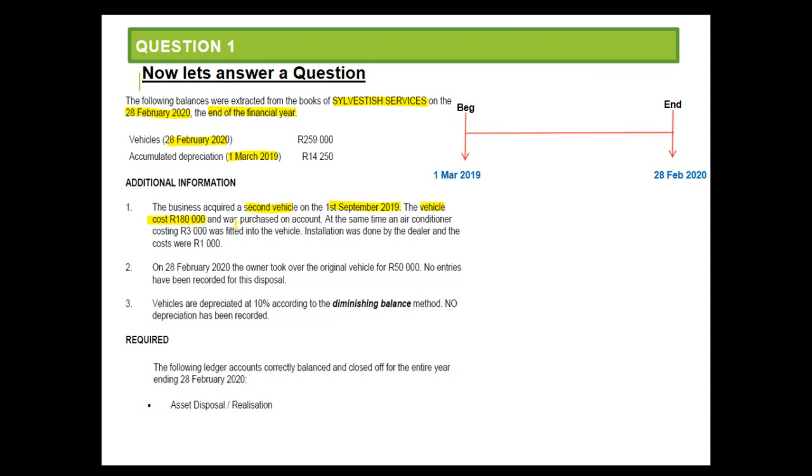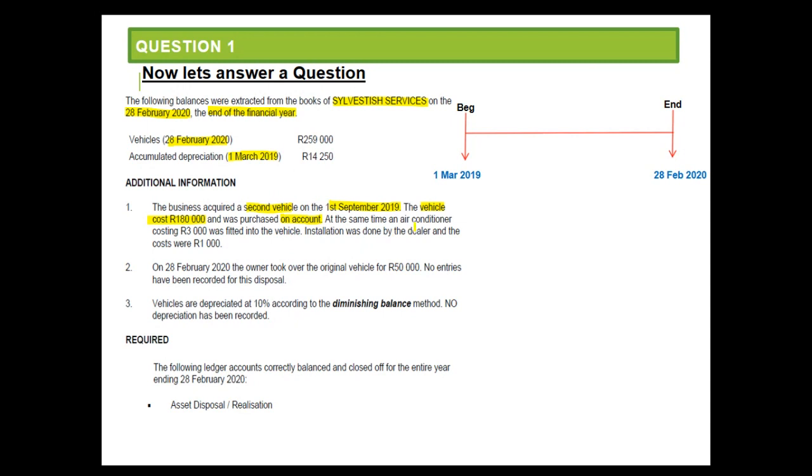Okay? And it was purchased on account. Can you see? If they say on account, it means it's on credit. So obviously in the accounting equation, if I buy, the two accounts here will be the vehicle and the creditors control or accounts payable control. Okay. So next time they can say this was purchased using cash. Obviously the two accounts will be the vehicle and the bank.